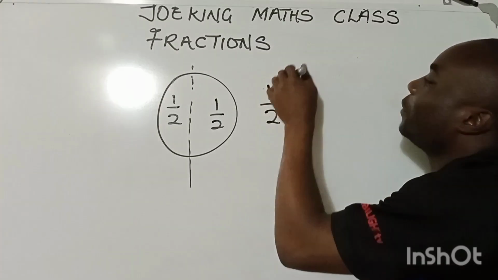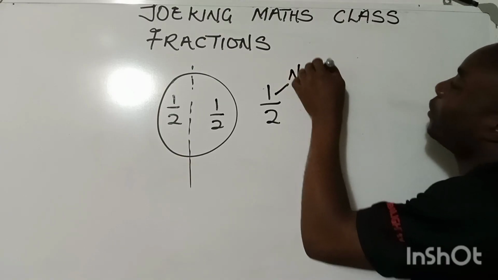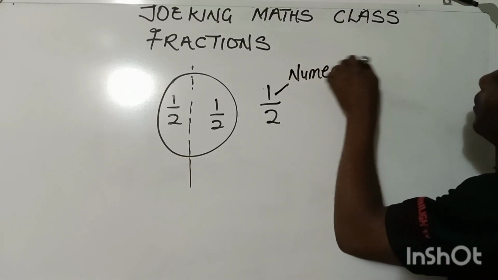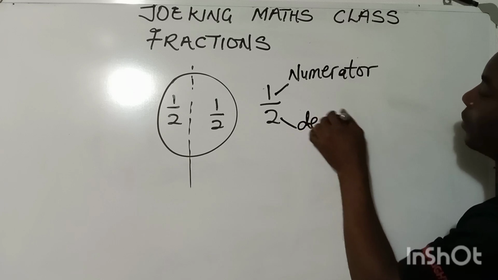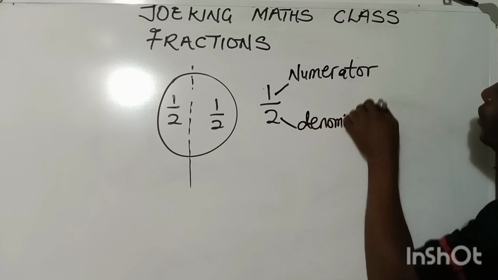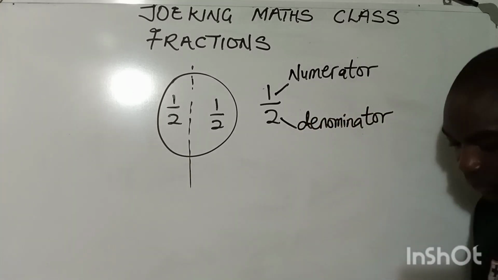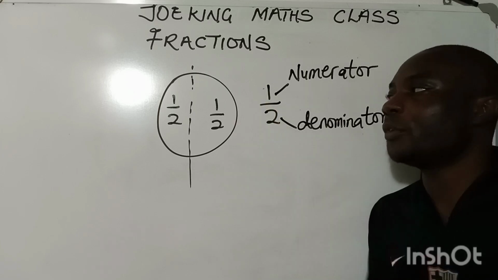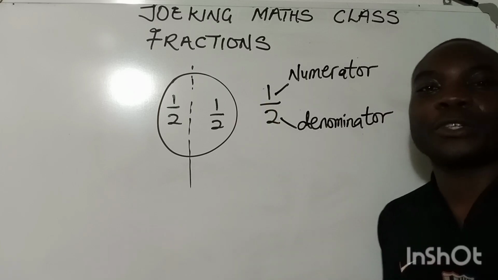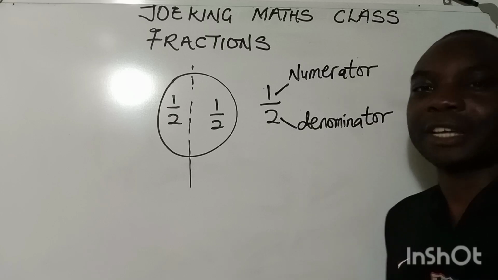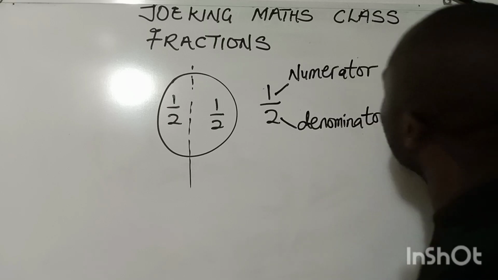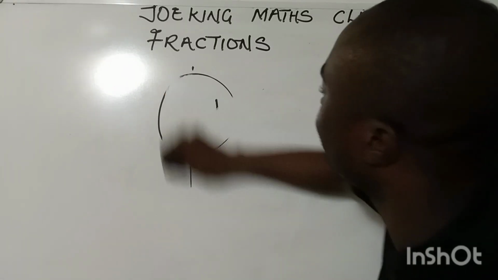Now here we have the numerator. This is called the numerator. And here is called the denominator. The denominator. So the number up is called the numerator and the one down is called the denominator. Now, having known that, we have different types of fractions. All right. So let's go into the types of fractions.